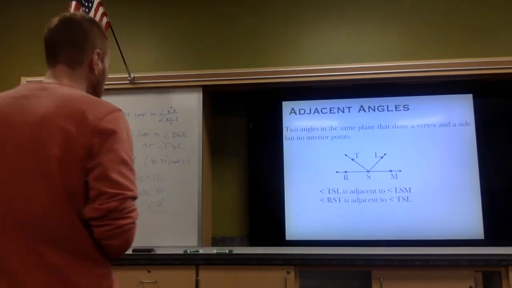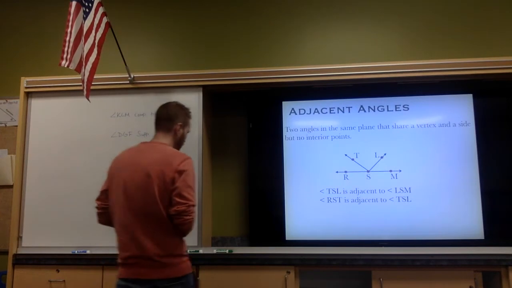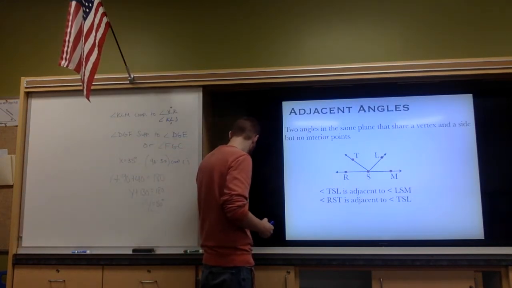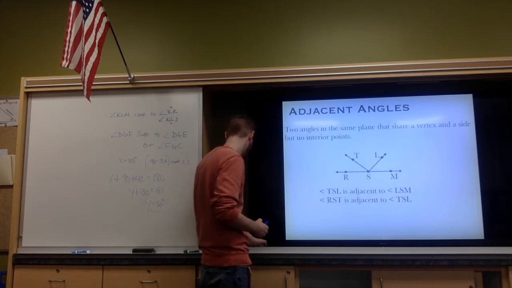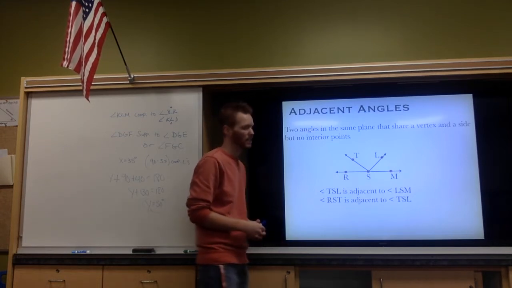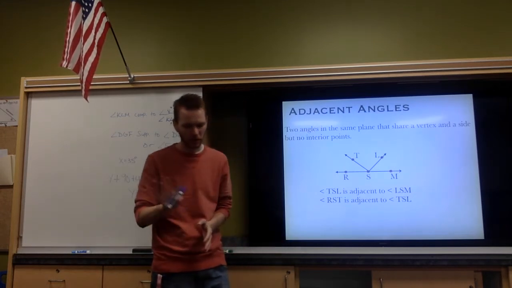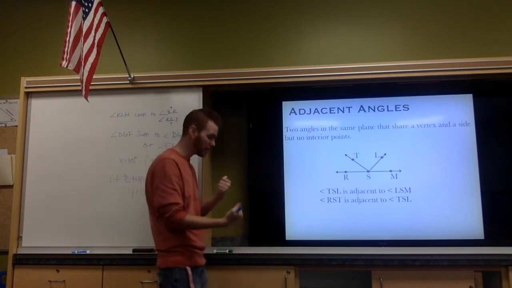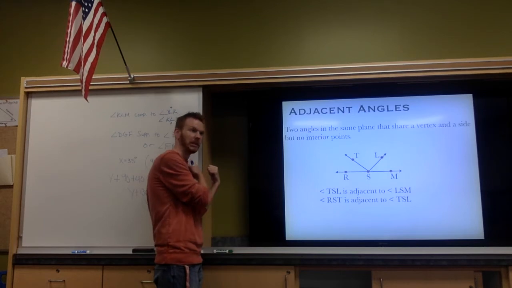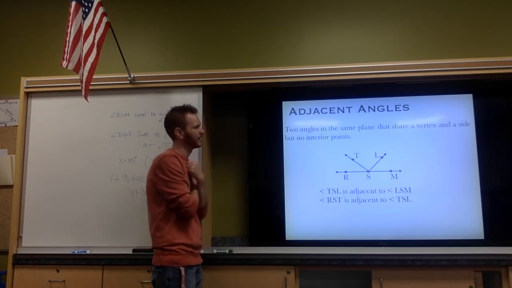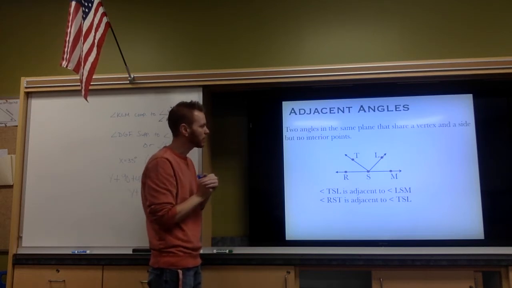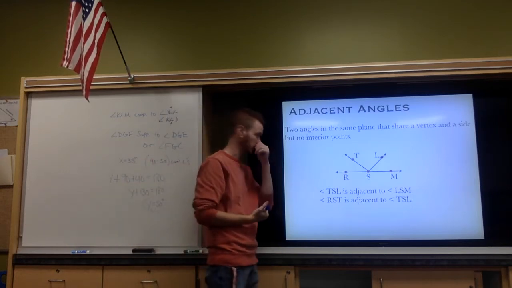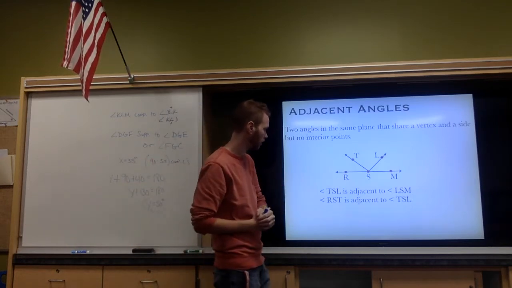Okay. Adjacent angles. Another descriptor. However, they don't have any special relationship right now. Adjacent, just like in a normal context, just means they're next to each other. Like I'm adjacent to this board if I'm leaning against it. Two angles in the same plane that share a vertex and a side, but no interior points. So look at the examples I gave here.